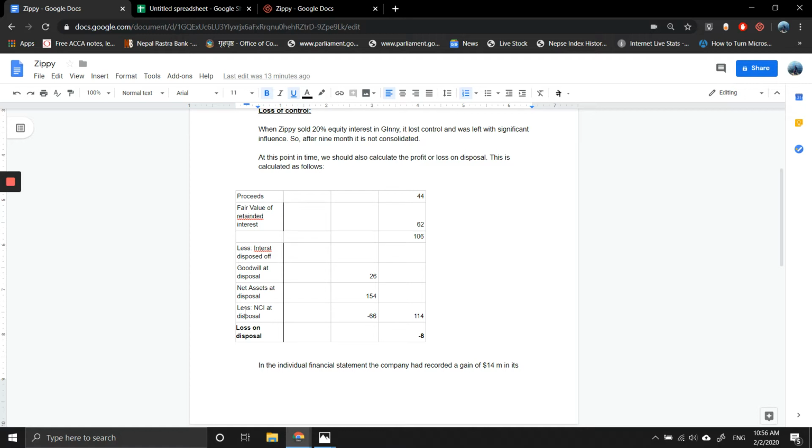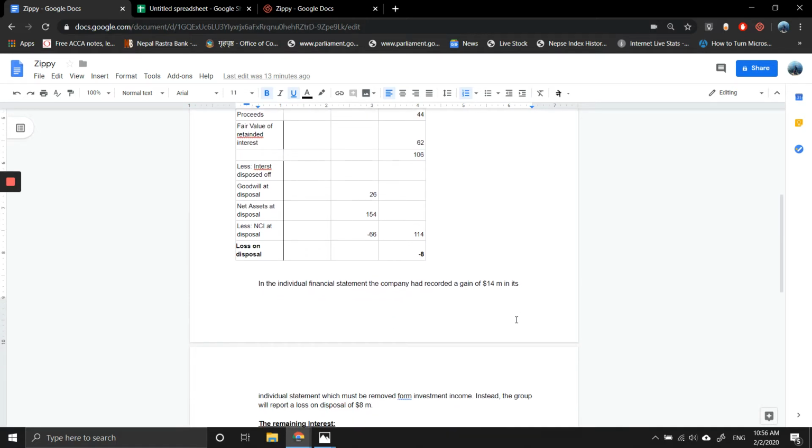In this case, always remember there will be an NCI that needs to be deducted from your interest, because that's not actually your interest, right? So the goodwill also includes NCI's share as well. And then in the case of net assets, it also includes a share of NCI, right? So the 60% holding is only yours, so you need to deduct NCI, okay? So that's how we get 8 million.